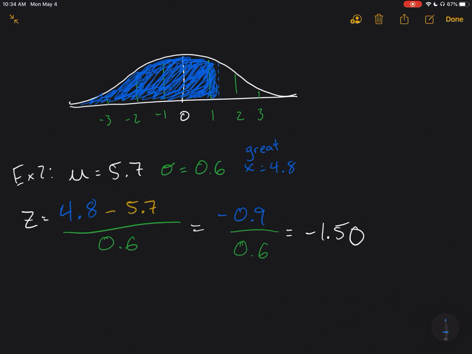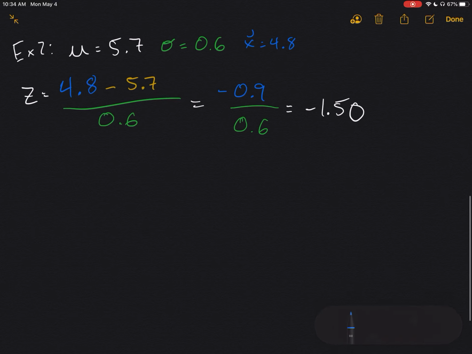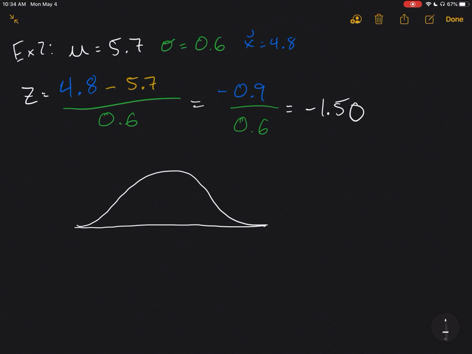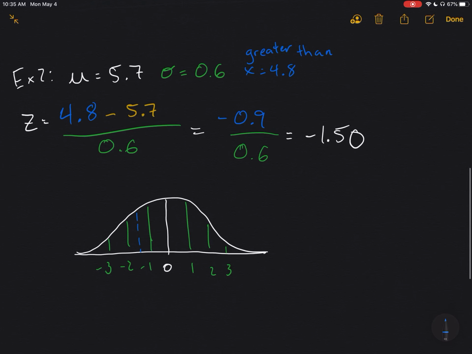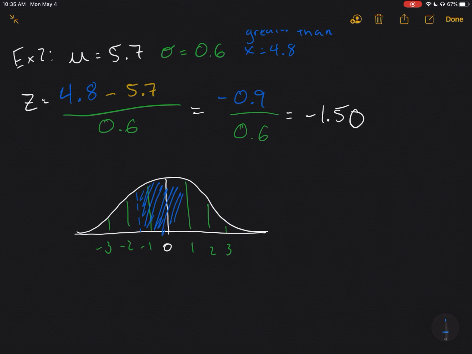Let's say that I wanted to shade for all the values that were greater than 4.8. To do that, I draw my bell curve. This one's a little bit lumpier, and that's all right. I assumed that my mean was 0. I've got 3 standard deviations on either side: 1, 2, 3, and negative 1, negative 2, negative 3. I was at negative 1.5, so I go to somewhere in between negative 1 and negative 2. And I wanted all the values greater than negative 1.5. So I'm going to shade all the values that were greater than negative 1.5.